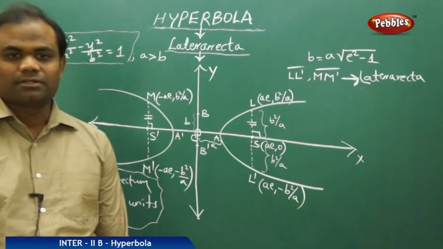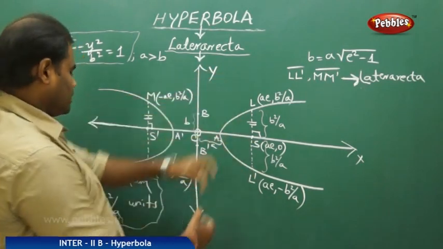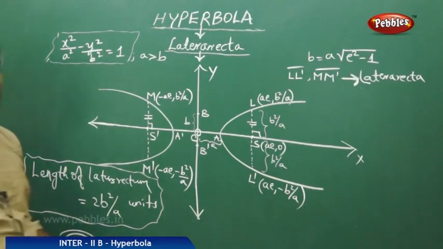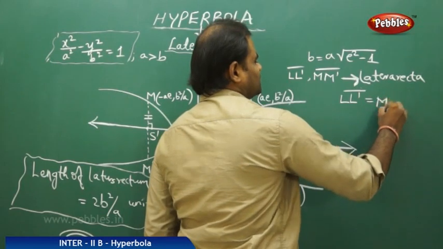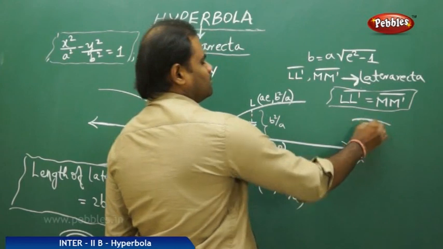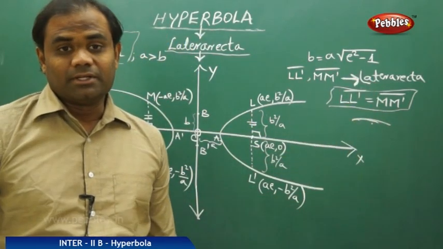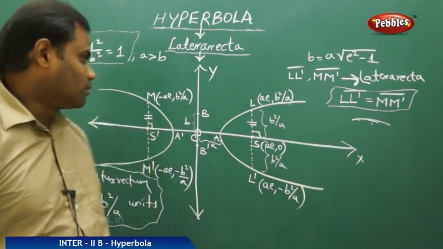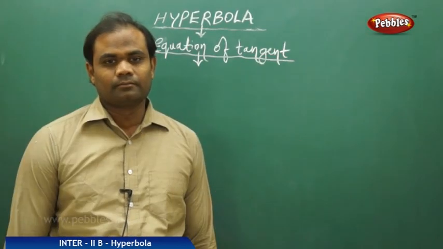So the length of the latus rectum is b squared by a plus b squared by a, which is 2b squared by a. That is, the length of the latus rectum is 2b squared by a units, and both the latera recta are equal, that is LL' is equal to MM'. So latera recta, their extremities and their length is what we have discussed in the session for the hyperbola in standard form with a greater than b.